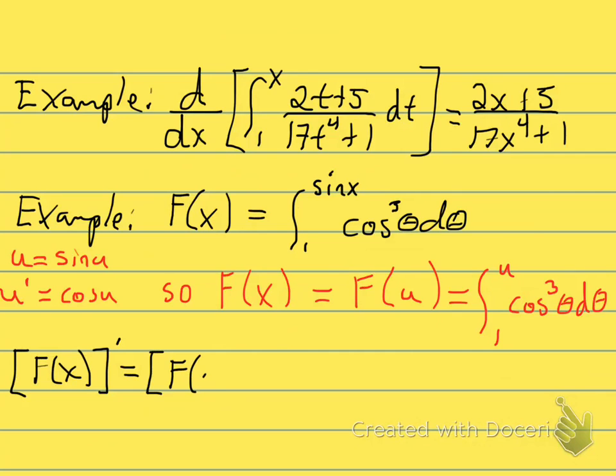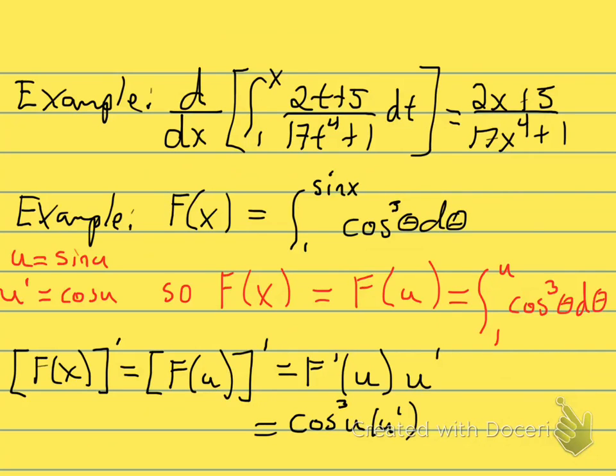So we take the derivative of F of the letter u, it's going to be F prime of the letter u times the derivative of the inside function. The derivative of F evaluated at u is just going to be, by the second fundamental theorem of calculus, cosine cubed of u, and then because of the chain rule we have the u prime there. Well, we know what u is, we know what u prime is, so this becomes cosine cubed of sine x, and then times the cosine of x.